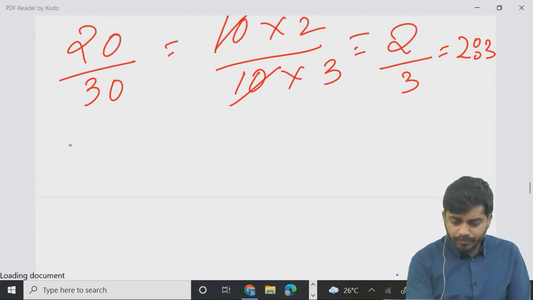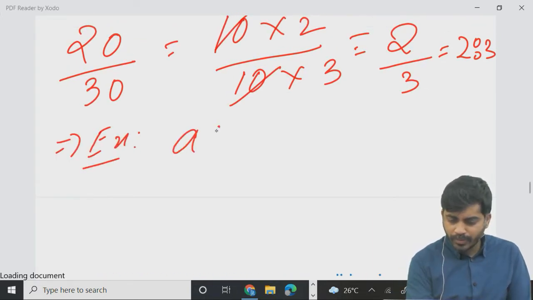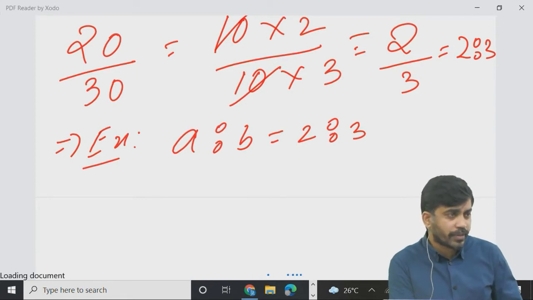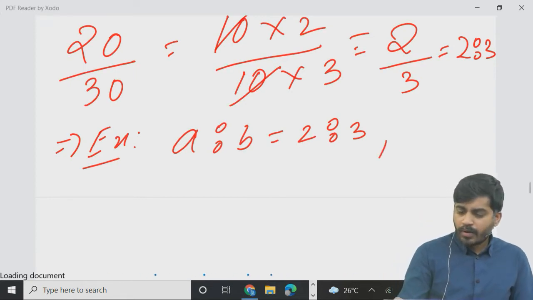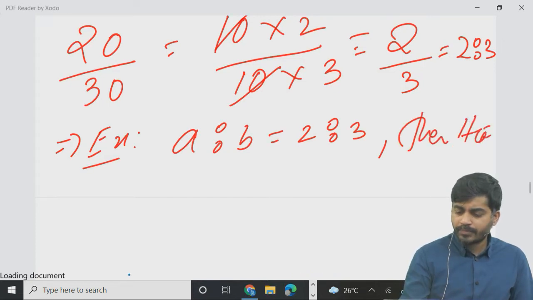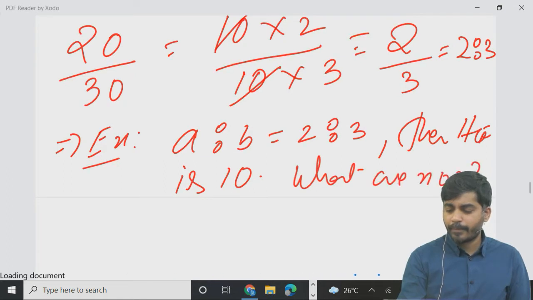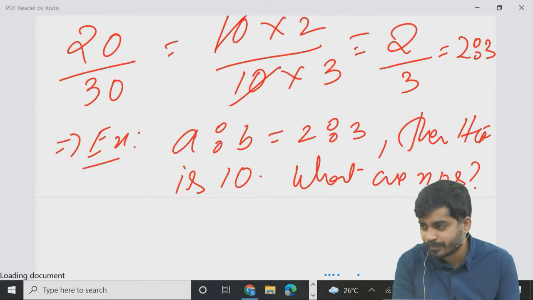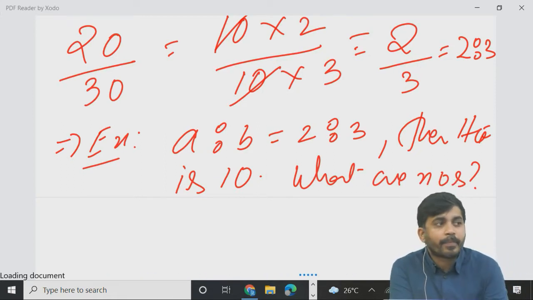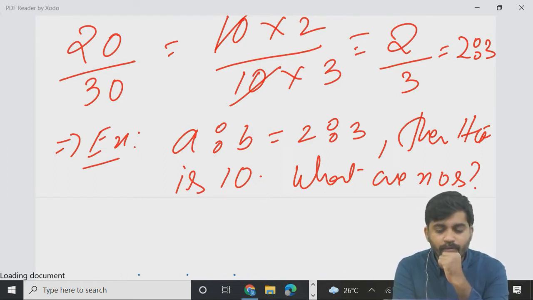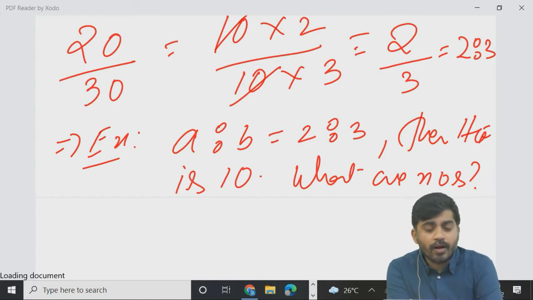Say for example, the ratio of two numbers is given, that is 2:3. Their HCF is 10. What are the numbers?